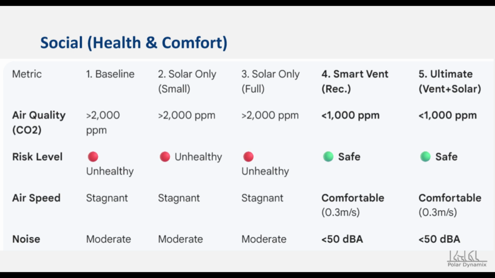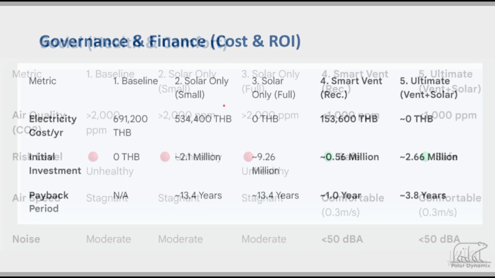of ESG. This slide shows the social impact of each solution, focusing on health and comfort inside the classroom. In the baseline case, and in both solar-only options, indoor air quality remains poor. Carbon dioxide levels stay above 2,000 parts per million.